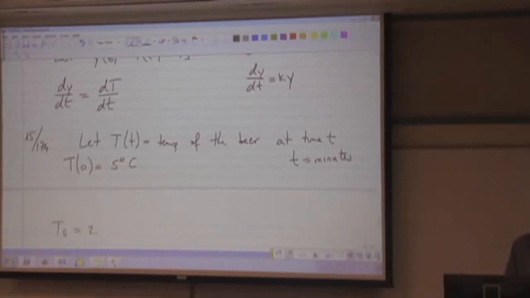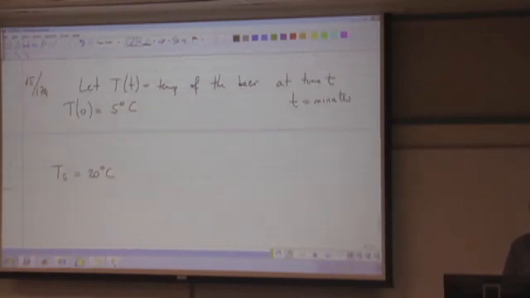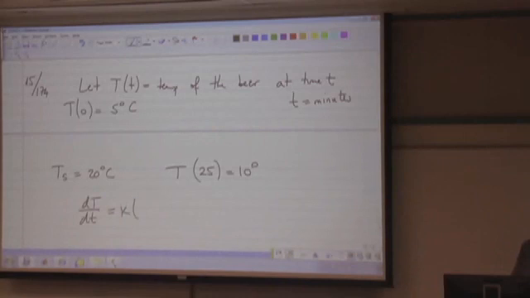T of S is equal to 20 degrees. And what else do we know? After 25 minutes, the temperature has increased to 10 degrees. So T of 25 equals 10, right? Okay, so now what is our differential equation? dT over dt is equal to k times (T minus 20), right? Does that make sense?